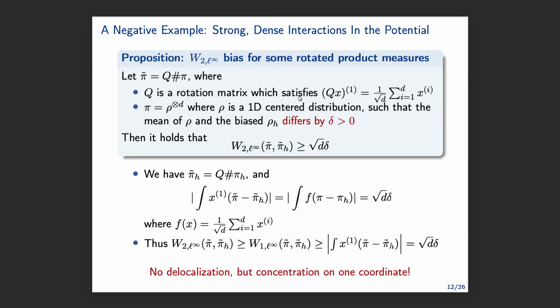On the other hand, this example also suggests that if you have very strong correlation or strong interactions in one coordinate, then you may not expect there is delocalization. You may expect there is a concentration.